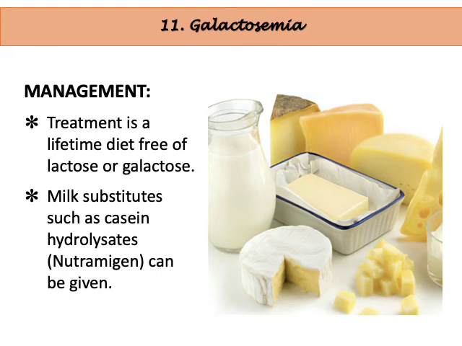Treatment is a lifetime diet free of lactose or galactose. Milk substitutes such as casein hydrolysates can be given. Once the child's condition is regulated on this diet, symptoms of the disease do not progress. However, any neurologic or cataract damage that is already present will continue to persist.